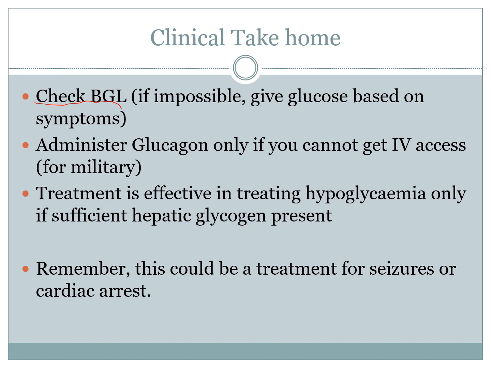Okay, we also know the environments that we work in. Sometimes getting a BGL is difficult. So you can use your clinical skills, look at the symptoms, look at what the person's been doing, and if you feel like it's hypoglycemia, then give glucose. As mentioned, only administer glucagon if we don't have IV access, and that is particularly important for military personnel, given the reasons why we get hypoglycemia. Okay, working on civilian population, diabetes, insulin overdose, glucagon's quite effective.